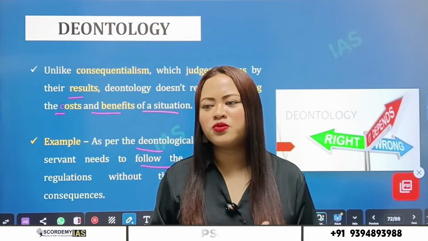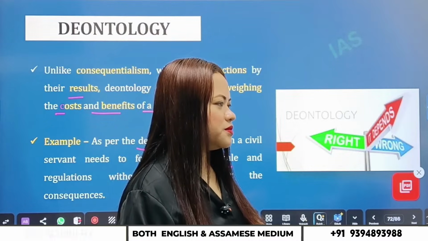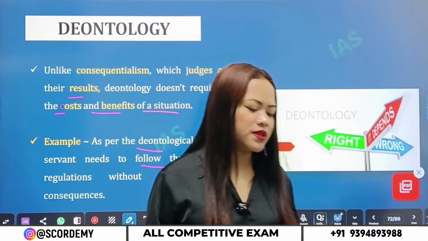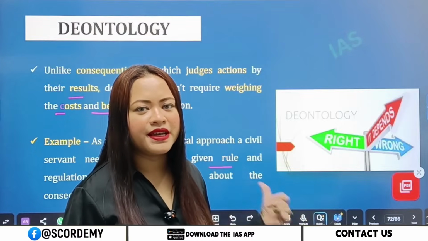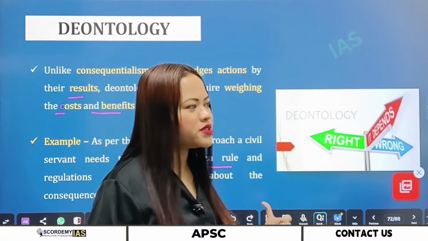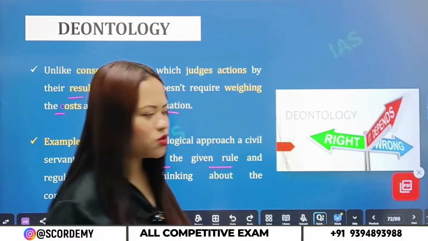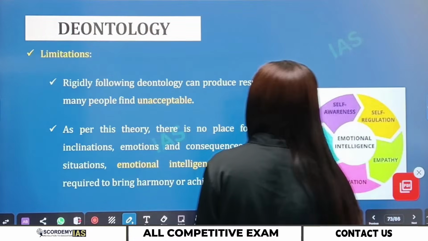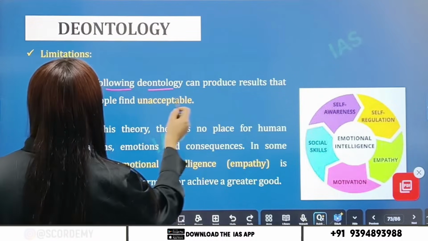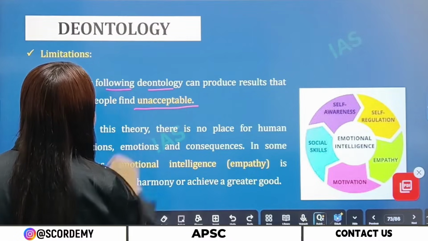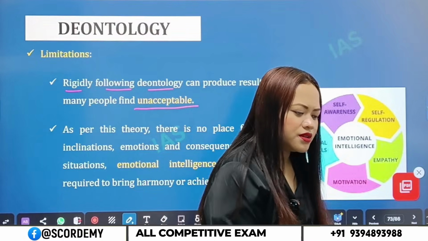You are saying that no matter what, we cannot give you support, we cannot give you the food, the supplies without having your proper documents and ration card. That is strictly sticking to the rules, not even thinking about the consequences, and you know what is right and what is wrong. Okay, then rigidly following deontology can produce results many people find unacceptable. Sometimes it is unacceptable, right?